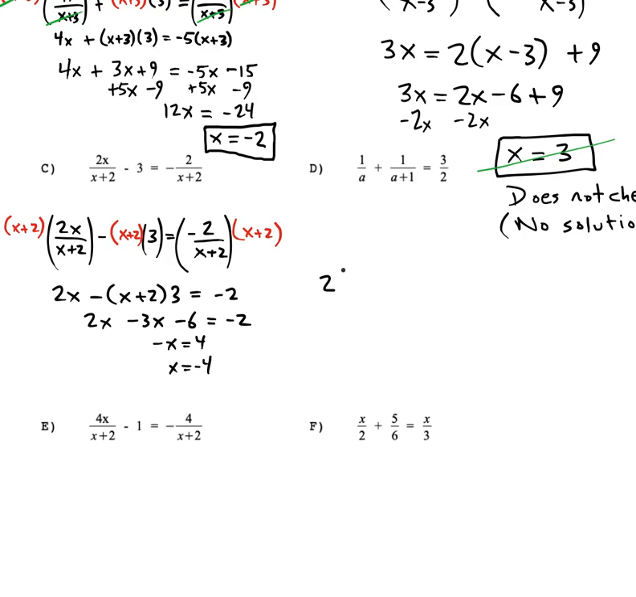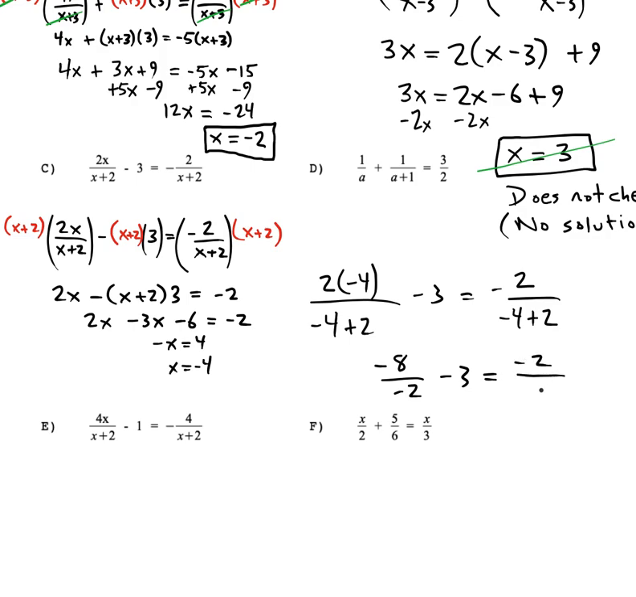So we would have 2 times negative 4 over negative 4 plus 2 minus 3 equals negative 2 over negative 4 plus 2. Negative 8 over negative 2 minus 3 equals negative 2 over negative 2. So we'll have 4 minus 3 equals 1. It does check. Good.